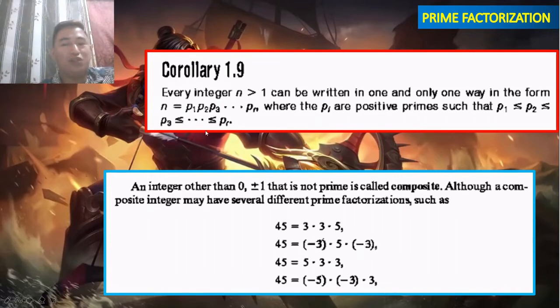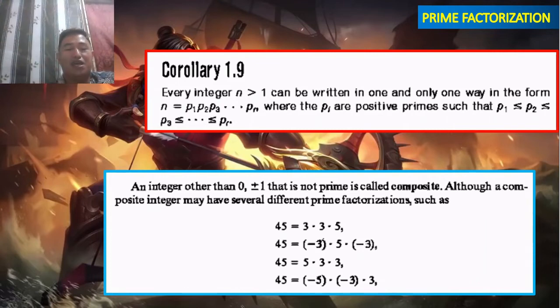Okay, so we suppose class, since only one man na. So, we suppose, proof by contradiction ni class. So, suppose n is equal to the product of q1, q2, q3, and then qr. Gamiton natin itong Theorem 1.8.